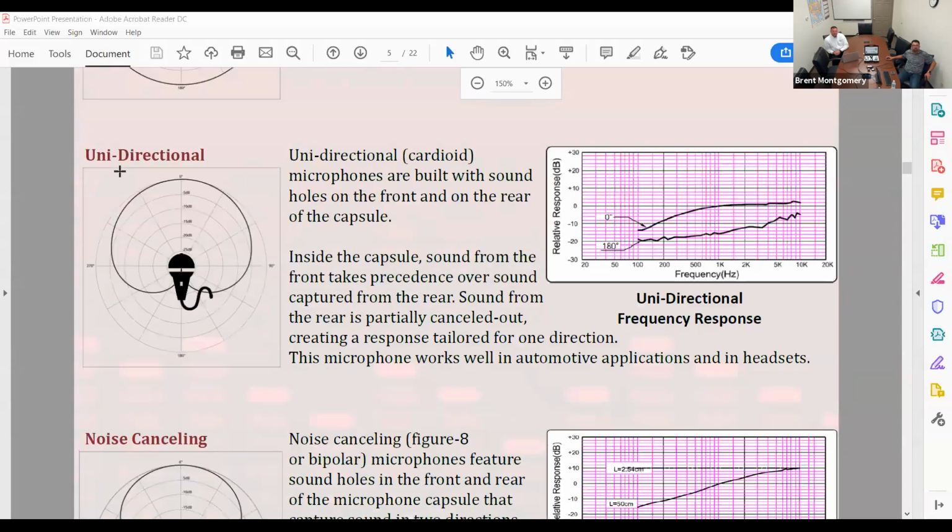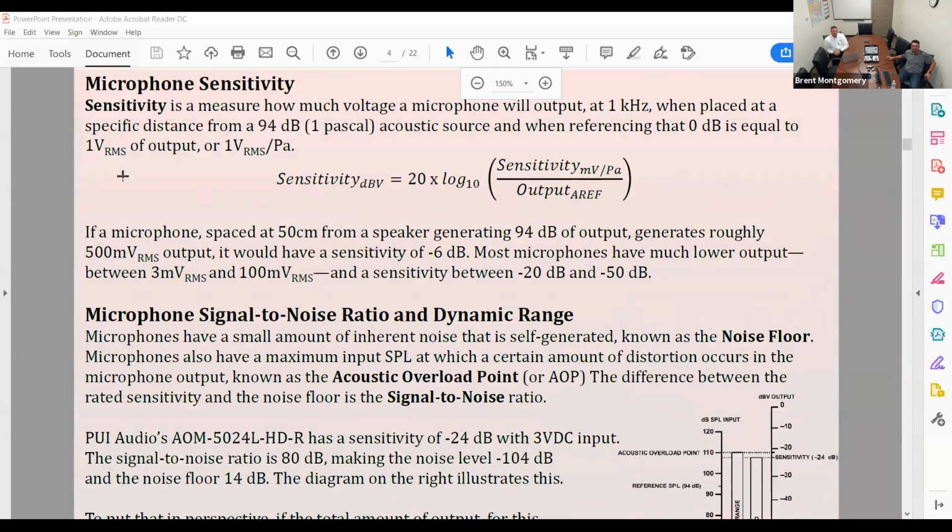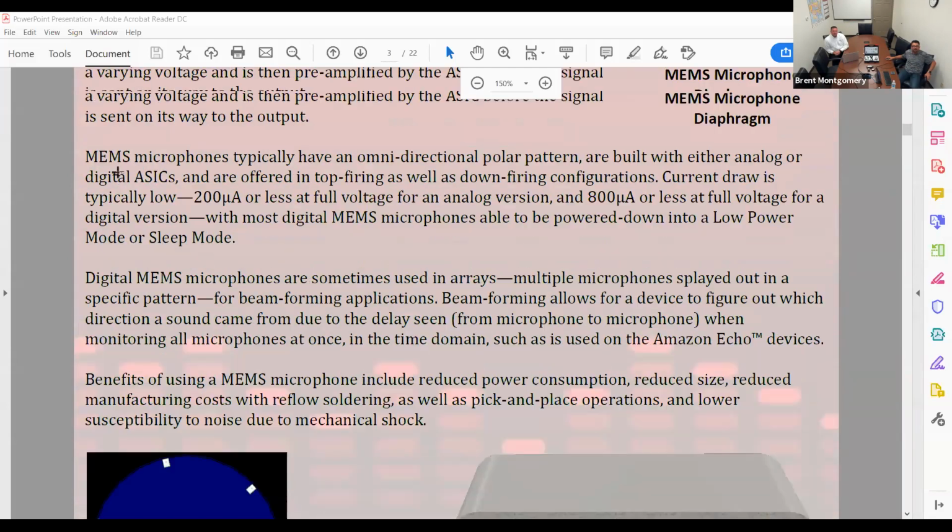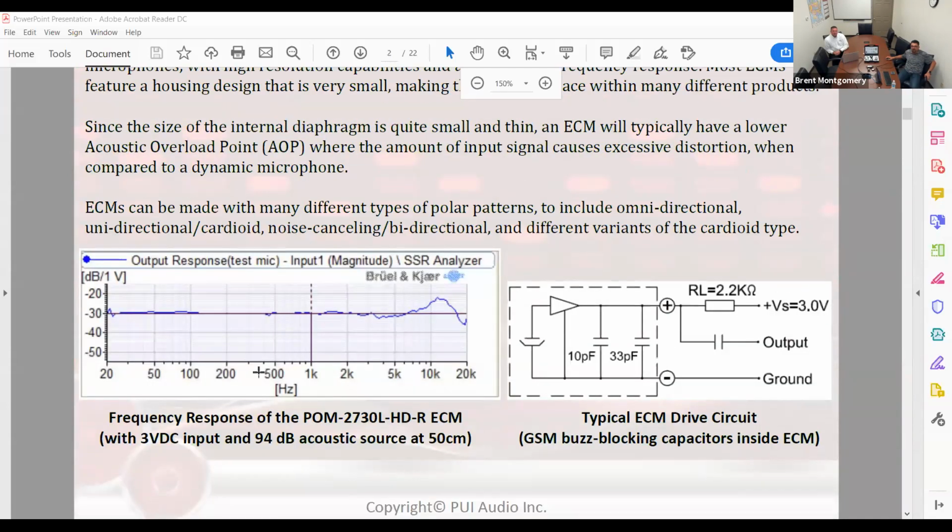If you go back to where our drive circuit is, this is the recommended drive circuit for most of our microphones, especially our ECMs. So you're going to apply a voltage to the input, and then you're going to use a DC blocking capacitor on the output. So if you wanted to reduce the voltage, you could simply insert a series resistor here.